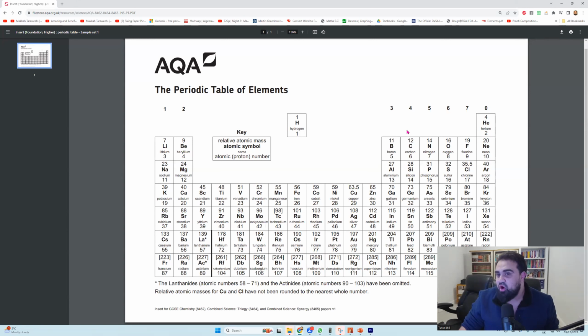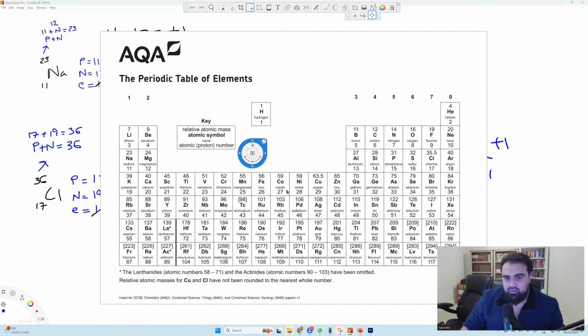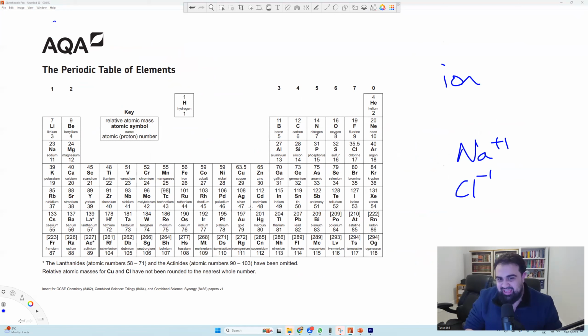In group 4, now listen very carefully, you see it's flipped now, because remember the staircase I drew? What does the staircase do? It separates the non-metals from the metals. Exactly. This staircase I've drawn has separated the metals from the non-metals. Now, non-metals always gain electrons, right?